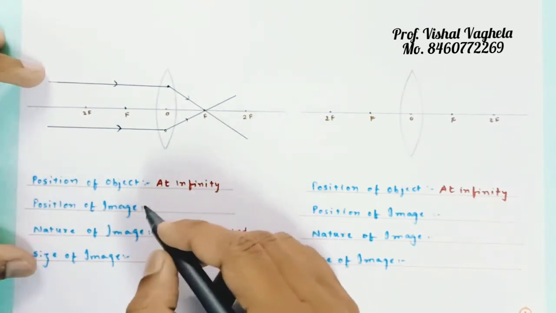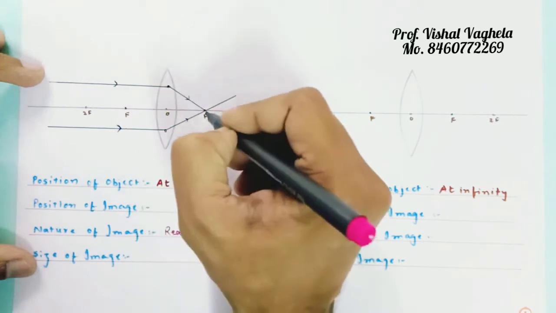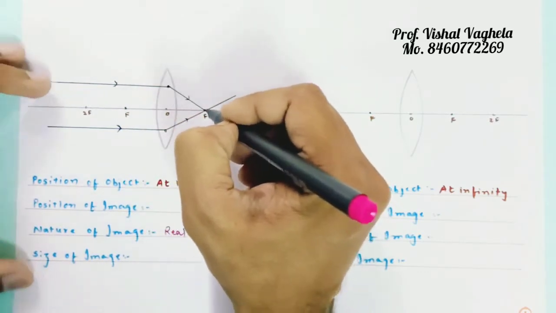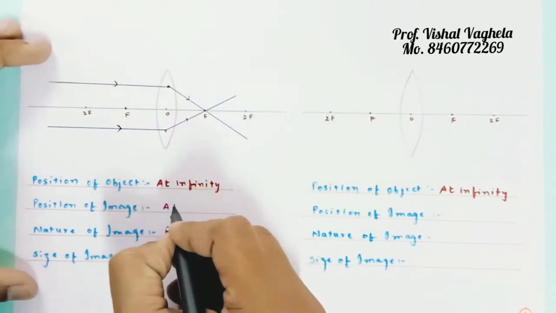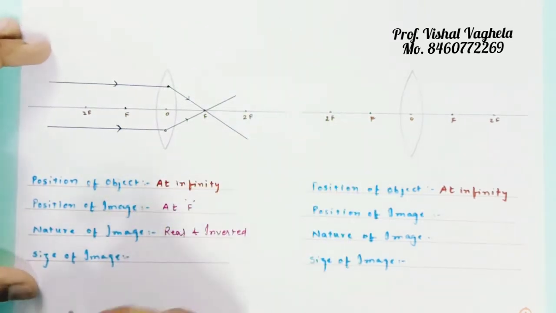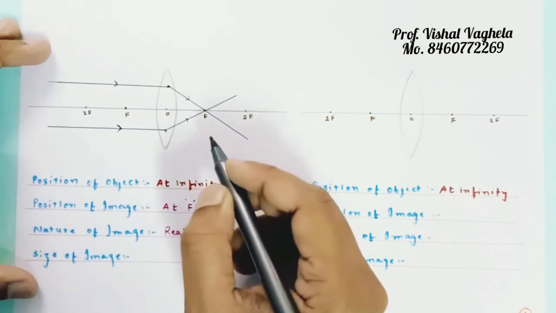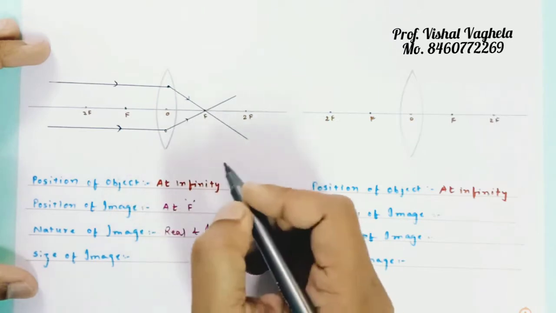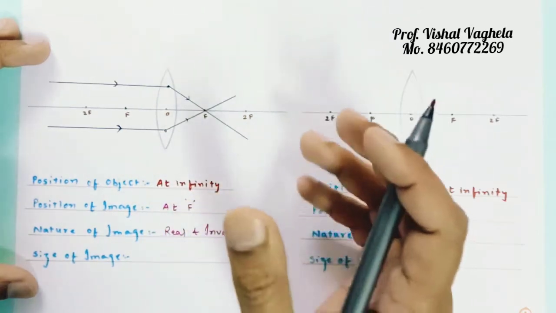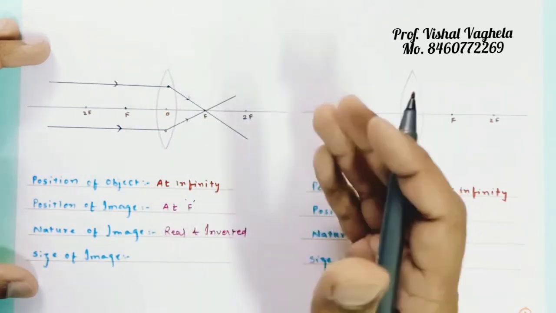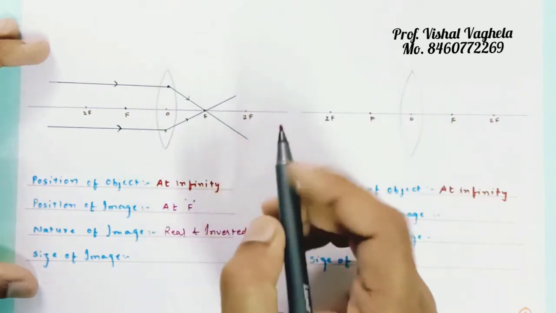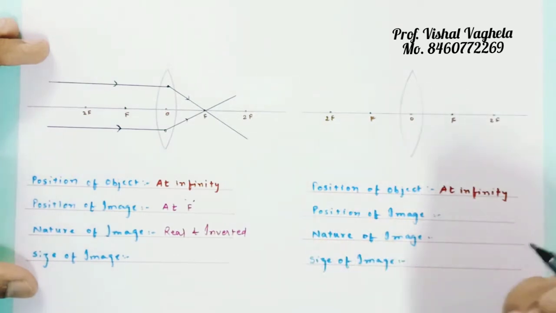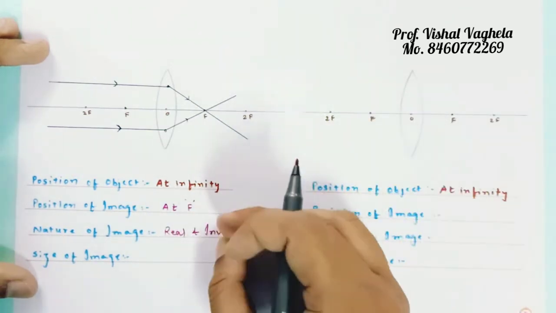Now position of image. The refracted rays meet at focus. Wherever refracted rays meet, that point is the point of image formation. So image is formed at f. Now people, with respect to the size, you can use words like diminished, that means very small, highly diminished means very, very small, enlarged means big, and magnified also means big, or highly enlarged, highly magnified, such kind of words we will use. But right now I'm not going to discuss size. We will discuss one case, and then I will explain the size.